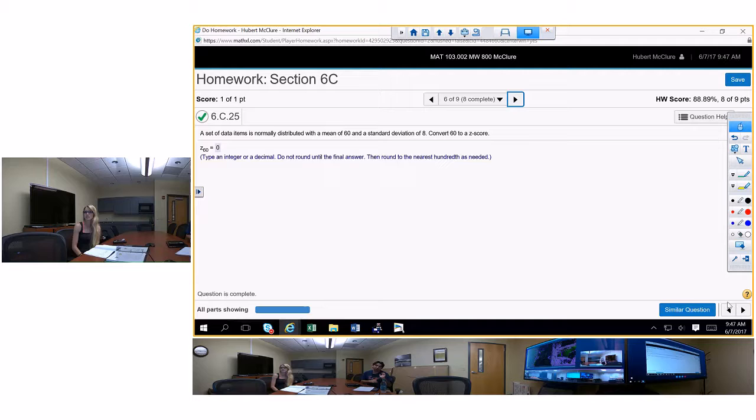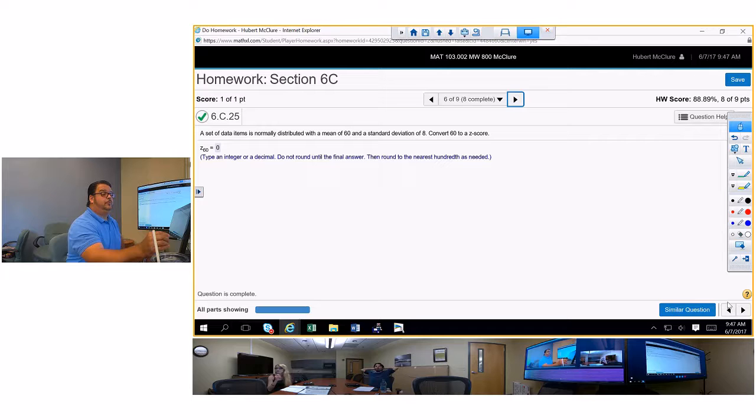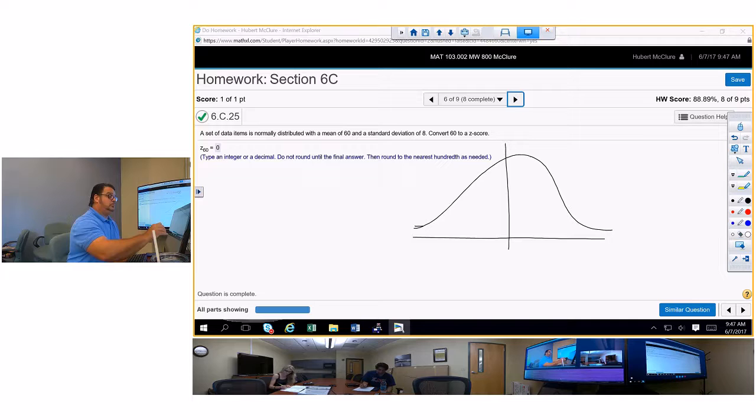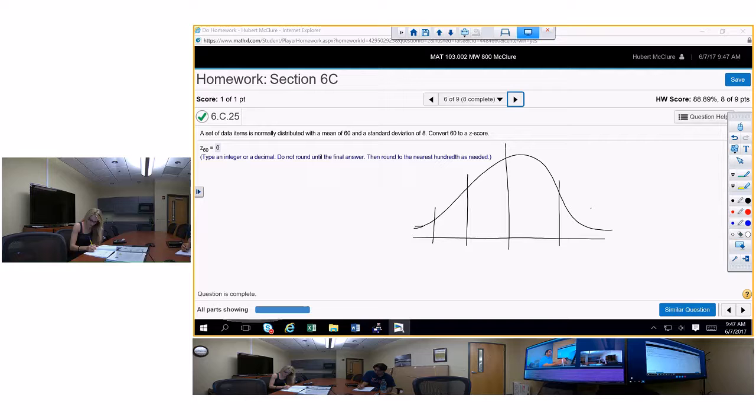Okay. Now, first of all, what does it give you? The mean. Mean and the what? So that means you got to draw a picture. And I'm going to let y'all draw a picture while I try to get this mouse to work. There we go. All right, so I have no idea what it's asking, but I'm going to go ahead and draw a picture because it's giving me a mean and a standard deviation. Mean is 60.